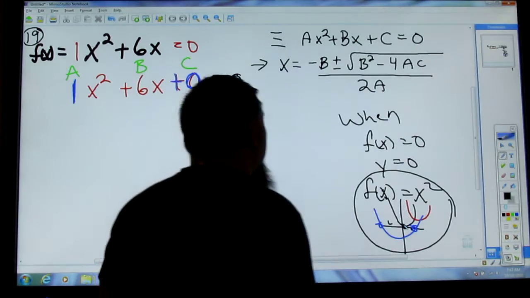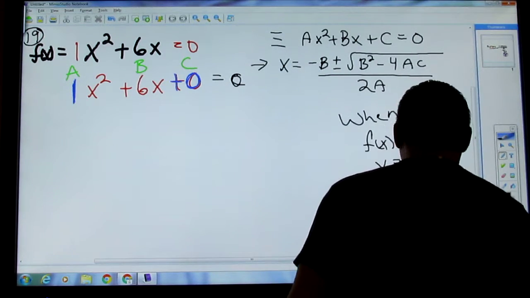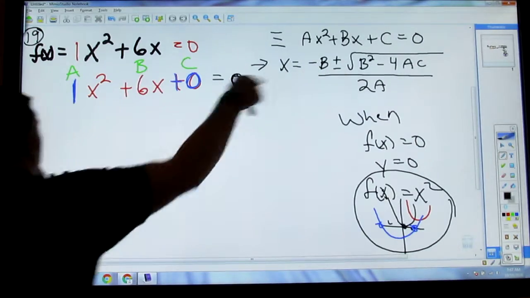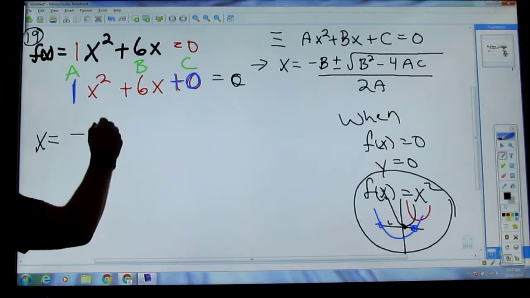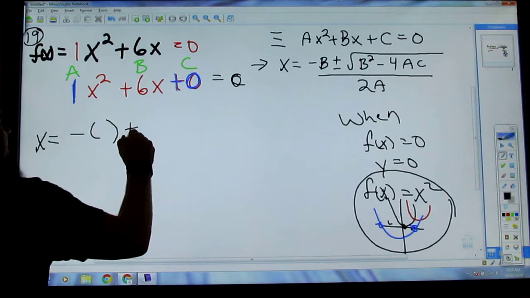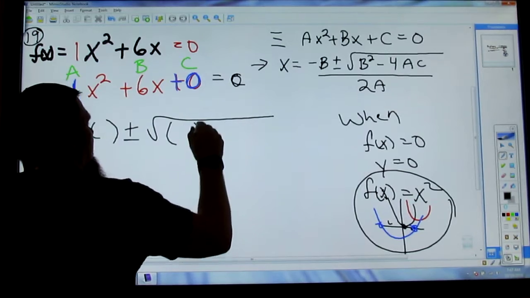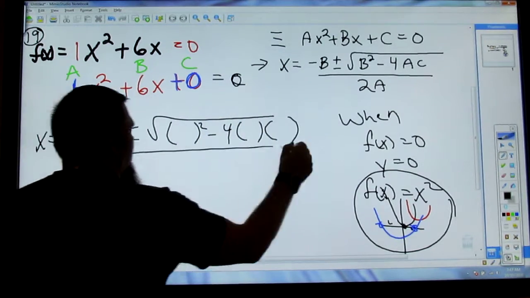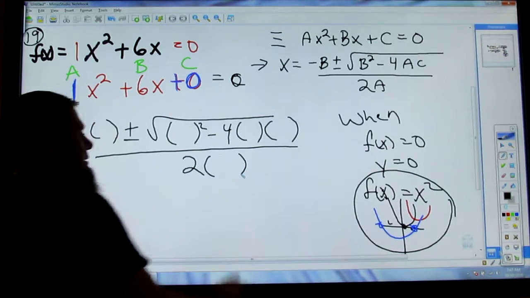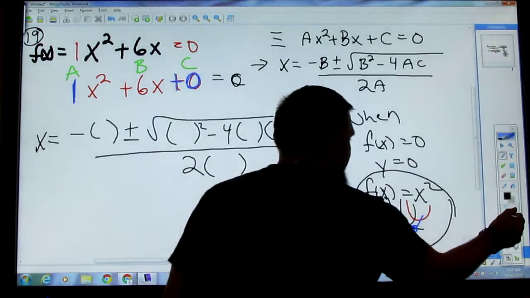So, let's get back to this. Let's do the math. Let's plug it in. Okay? So, I have this formula. So, x is equal to negative b plus or minus the square root of b squared minus 4ac all over 2a. Okay? And then you just start plugging these numbers in.